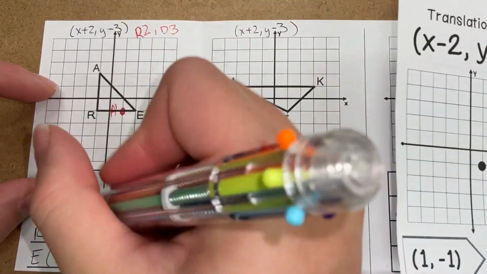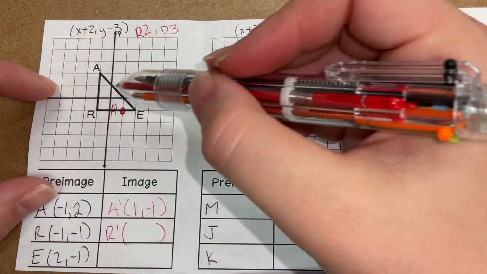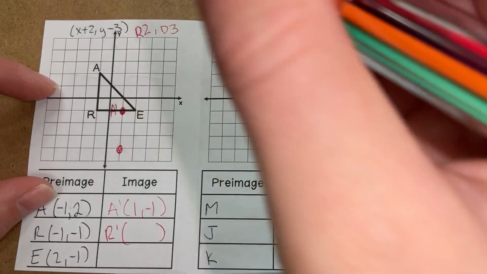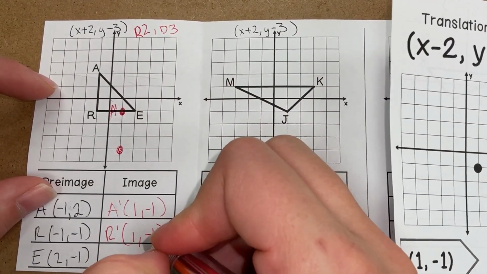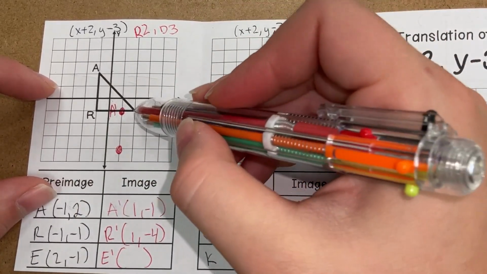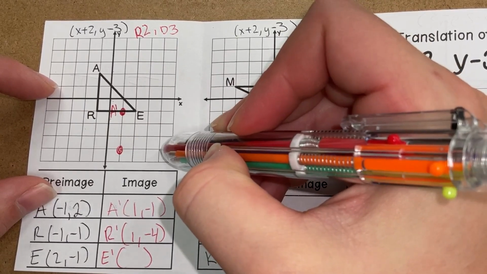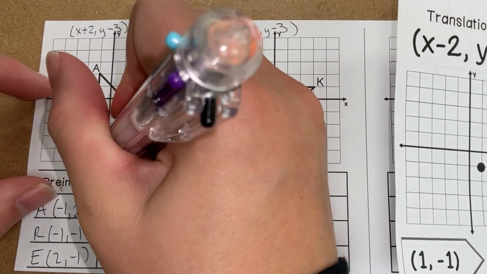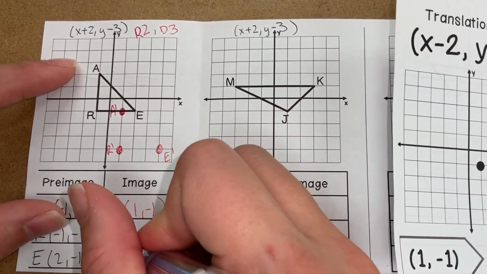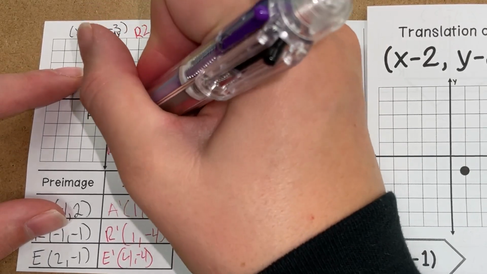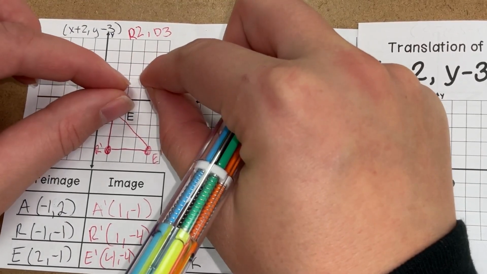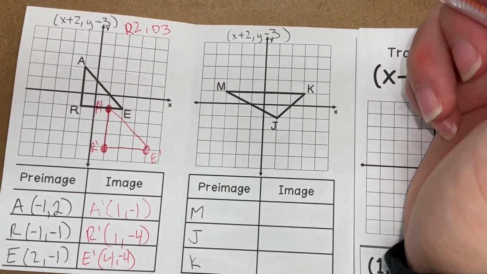Let's do R. So R prime is the next one because it's the new one. So 1, 2 to the right, down 1, 2, 3. And that is going to be 1, negative 4. E prime is the next one. So we go right 2, down 3. Oop, I forgot to write R prime. Here's E prime. And that is 4, negative 4. Now notice, it just looks like we took this whole shape and we went right 2, down 3. That's what we basically did.